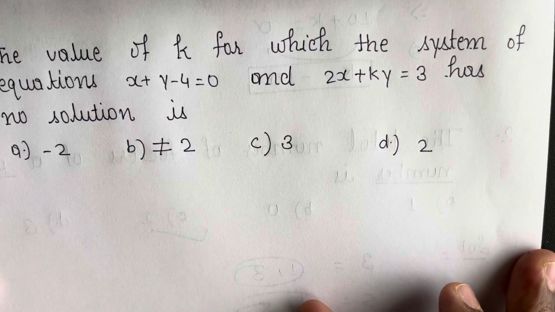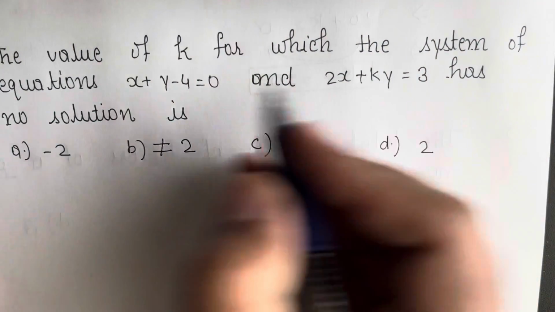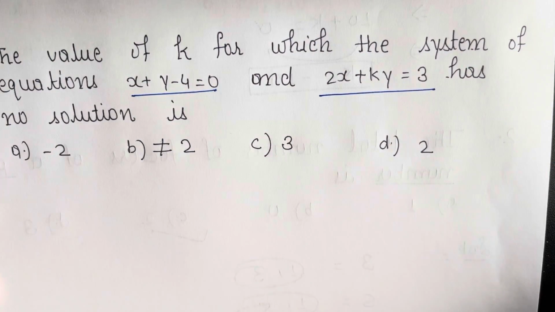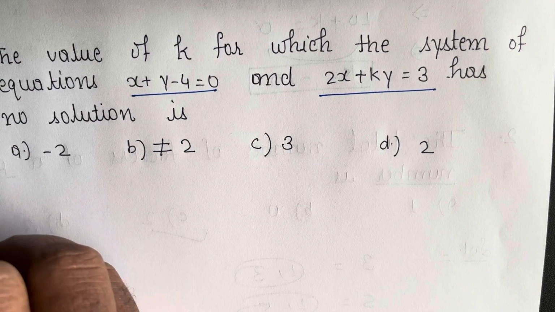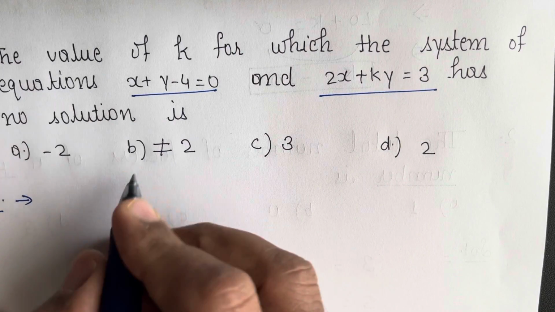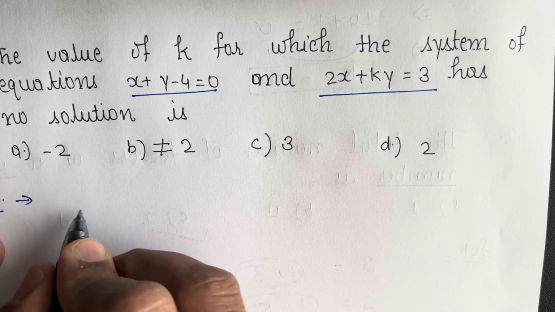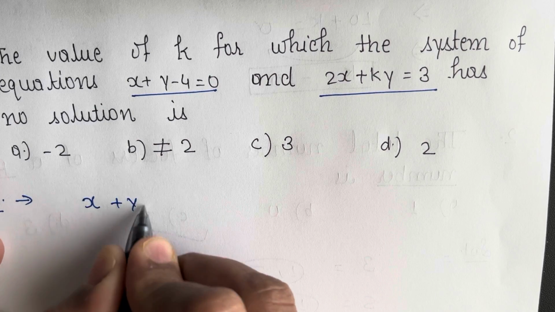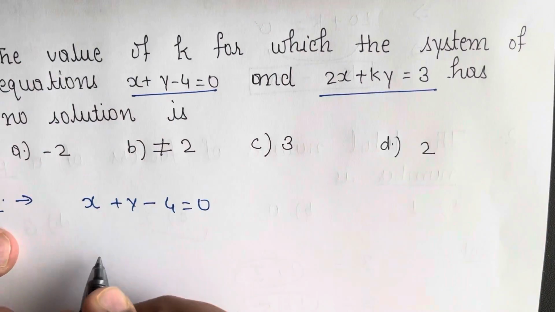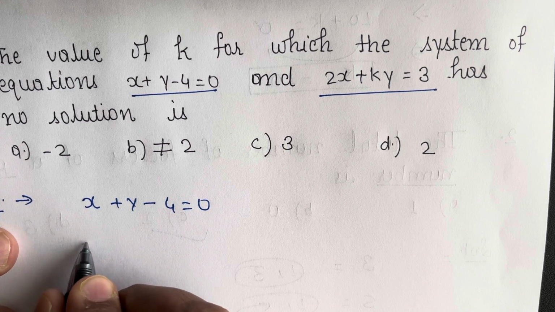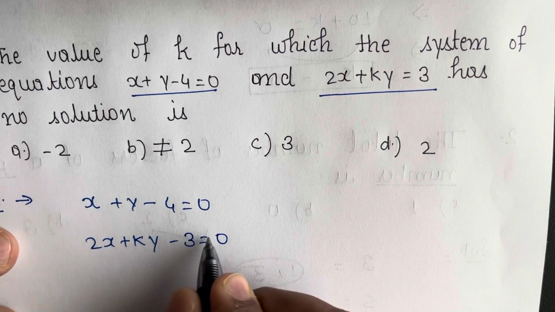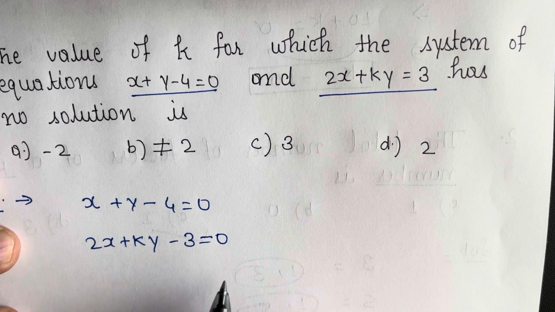The next one is the value of k for which the system of equations x square plus y minus 4 equals 0 and 2x plus ky equals 3 has no solution, right? This question is from linear equations. So in that, x square plus y minus 4 equals 0, right? And the other equation is 2x plus ky, and if I bring 3 to the left side, it will become minus 3 equals 0.